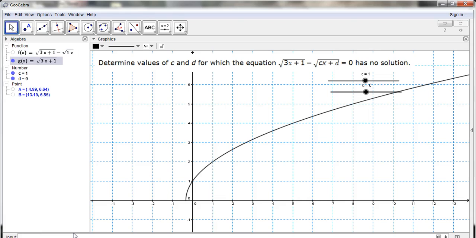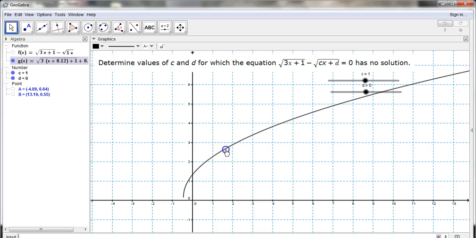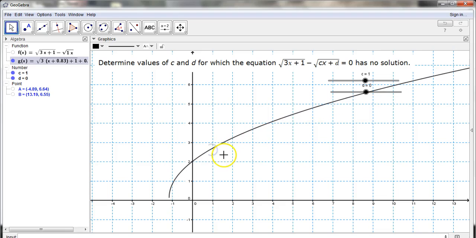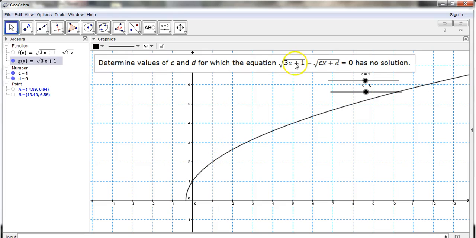So there's what that graph looks like. And for this problem, I don't want it to change. You can sometimes, not on purpose, grab your graph and move it around, which changes the equation. You can see it up in the algebra window. But sometimes we don't want that to happen, like now. I want this to be 3x plus 1.